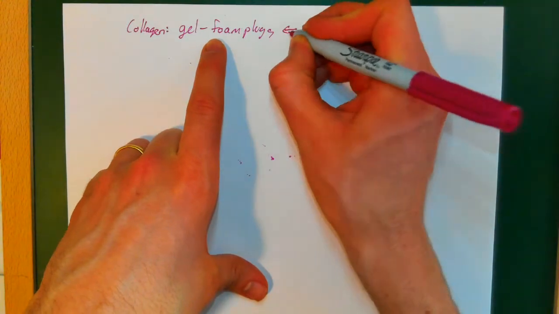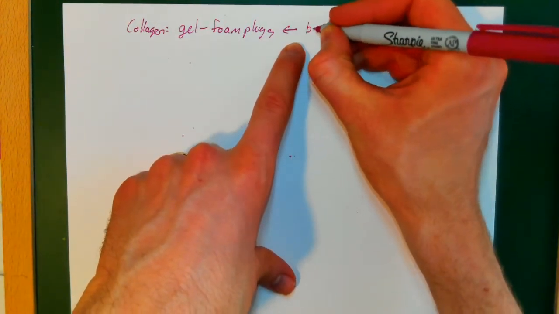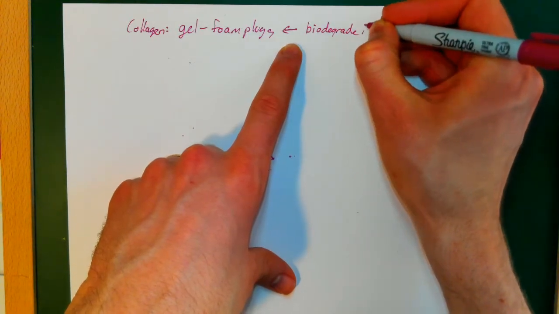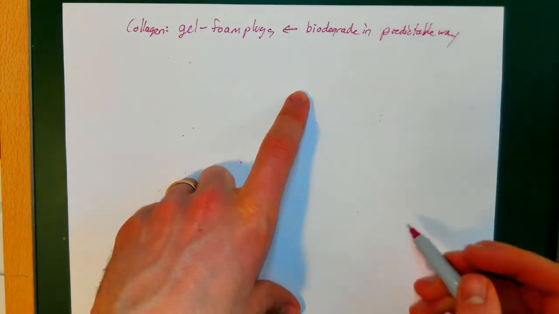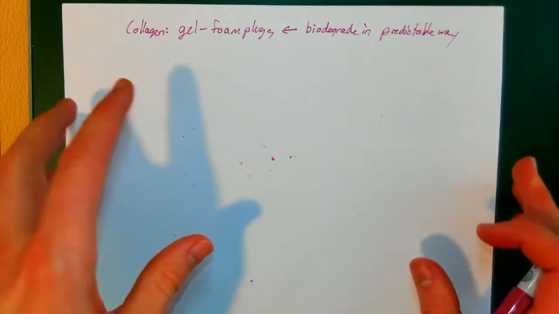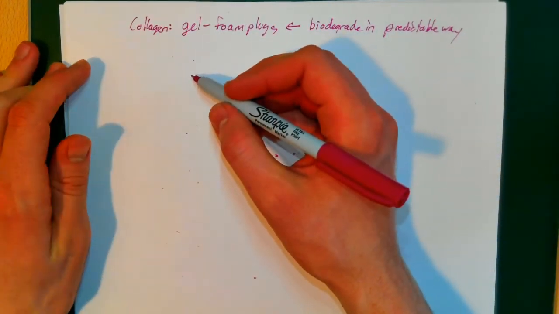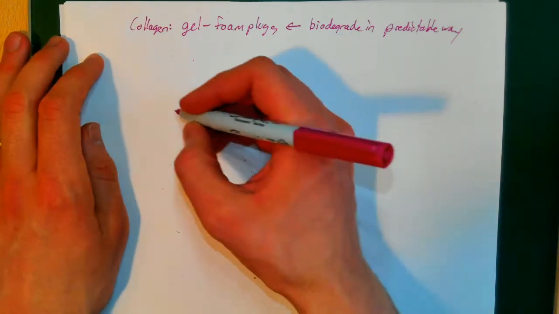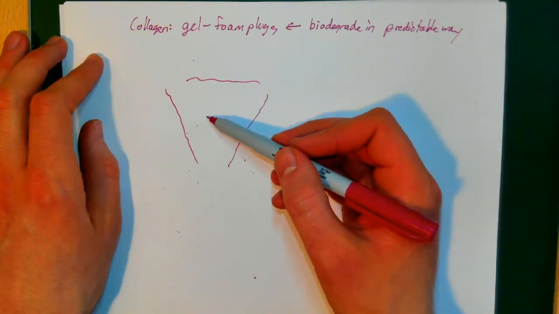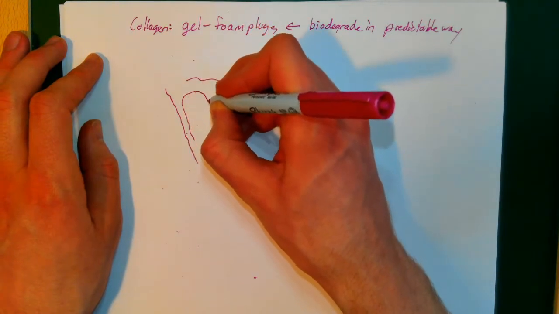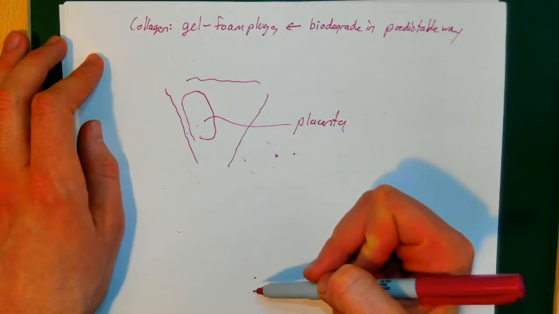So basically, you can create these gelatin foam plugs that biodegrade in a predictable way. And in particular, these gel foam plugs have actually saved women's lives. So during labor, here's the uterus, right? So let's say a woman is giving birth, baby comes out, there's the placenta, which is also supposed to come out after the baby comes out.